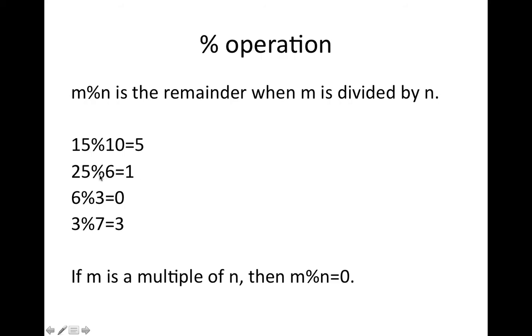If you take 25 and divide it by 6, the remainder is 1, because 24 is a multiple of 6. So 6 times 4 gets you to 24. Then you need 1 more to get up to 25. So the remainder when you take 25 and divide by 6 is 1. So in both these cases here, it outputs the remainder. If you take 6 and divide it by 3, well, 3 goes into 6, right? So there is no remainder. The remainder is 0. If you take 3 and divide it by 7, the remainder is just 3. If you take something smaller and divide it by something bigger, the remainder is just the numerator.